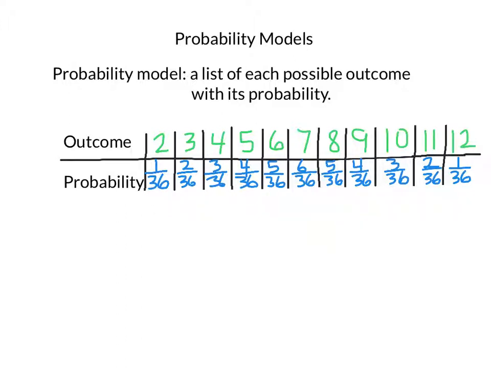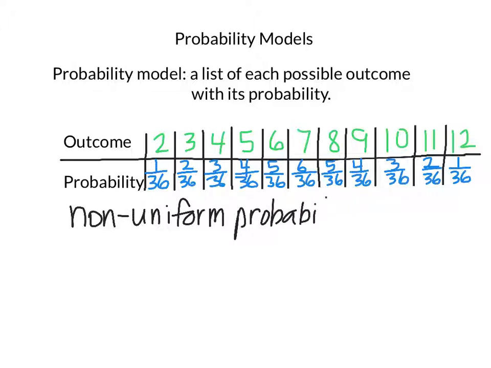Now this probability model is a non-uniform probability model. And it's because all of the outcomes are not equally likely. So that's just what makes it a non-uniform. So it's pretty easy. If all the probabilities are equally likely, it's uniform. And if they're not equally likely, then it's non-uniform.